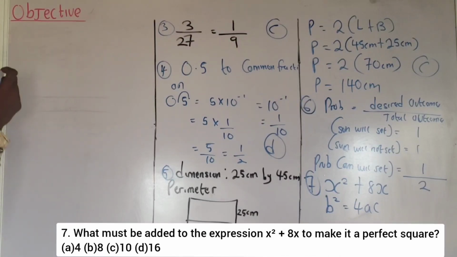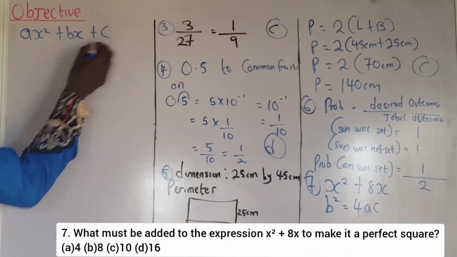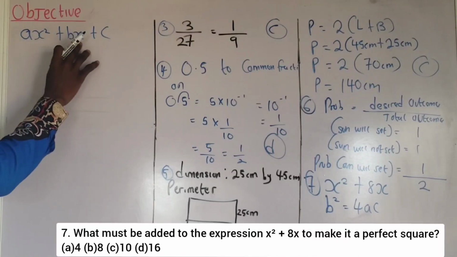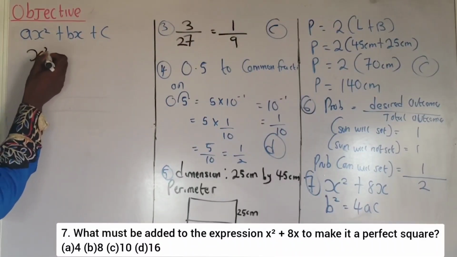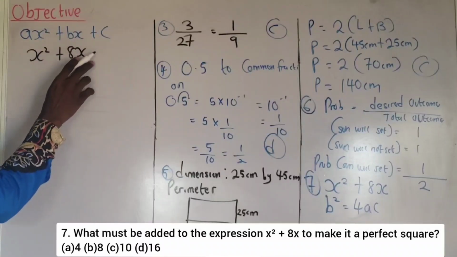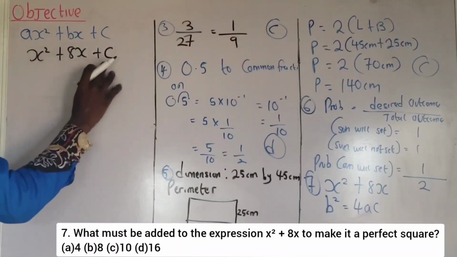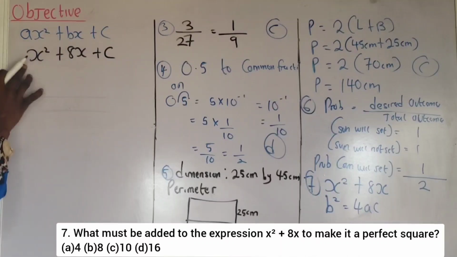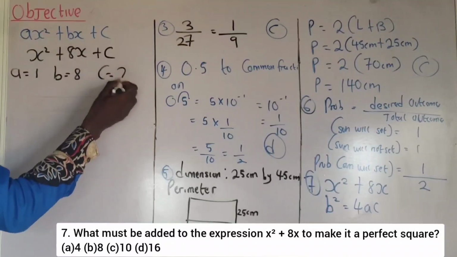Now, a typical representation of a quadratic equation is ax squared plus bx plus c, where a is the coefficient of x squared, b is the coefficient of x, and c is the constant term. Now, we are given this expression in the question: x squared plus 8x. Let us represent the missing value as c. What will be the value of c that will make this quadratic a perfect square? We don't know it. So compare this expression to the typical one: a is 1, b is 8, and c is unknown. C is what we are looking for.